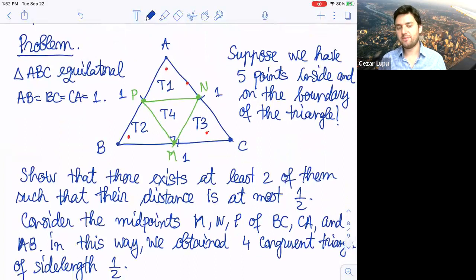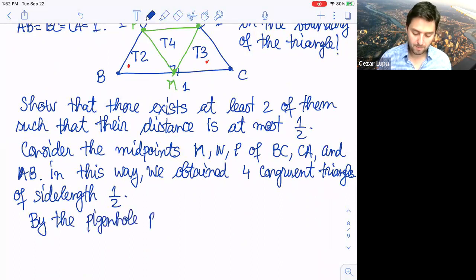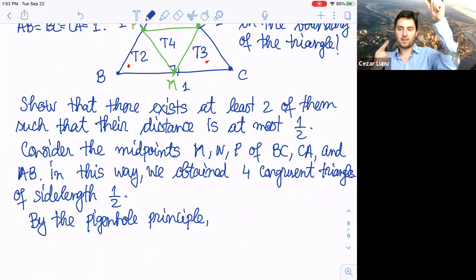How many points do I have? And how many triangles do I have? 5 points. How many triangles? 4. So by the pigeonhole principle, it follows what? That there exist at least 2 points inside one of the triangles. And those 2 points will have a distance between one another less than 1/2, yes, less than the side length of the triangle, right?